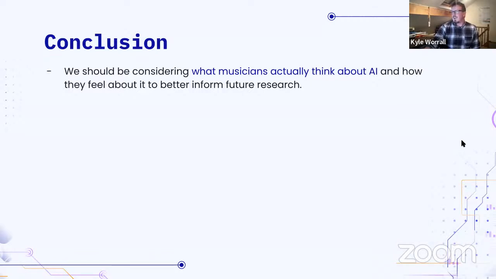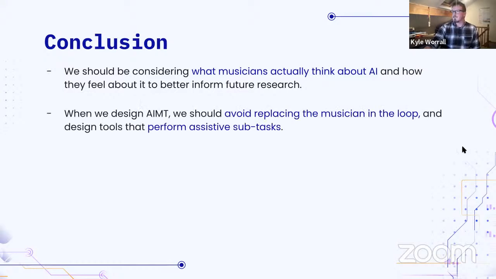So I think the conclusions to be drawn here really are, as AI music tech developers, we should really be thinking about what musicians actually want in their AI and how they feel about it, to better inform future research instead of just speaking to music students, which is something that happens a lot in the research space. When we design AIMT, we should avoid replacing musicians in the loop. And when we're designing tools, try and focus on smaller subtasks that can be really useful to them, rather than just, it's very interesting in research to do polyphonic symbolic music generation. But that is not something that, if you want to commercialize, is going to be as successful as some of these other smaller tools.